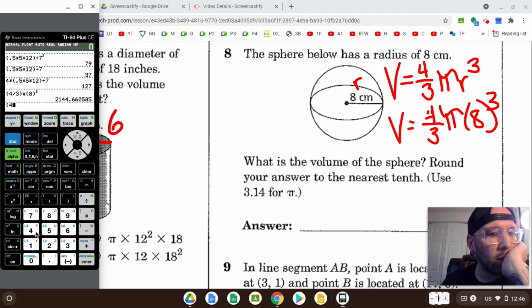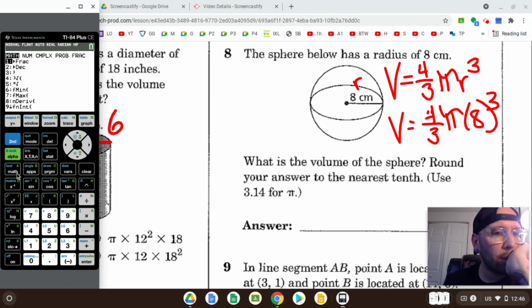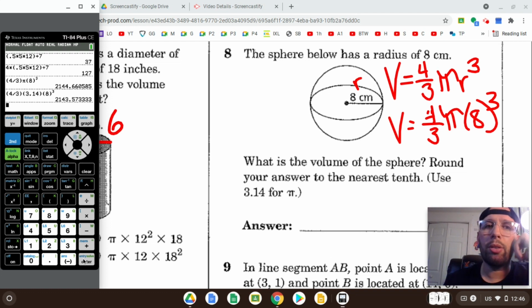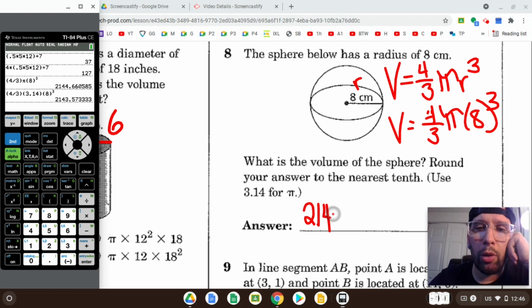4/3 times 3.14 times 8 to the third is math 3. See how close it is? 2,143.6 centimeters cubed.